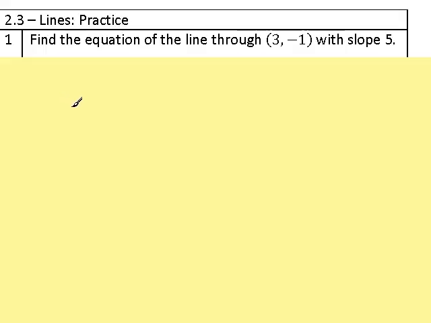In number 1, we're asked to find the equation of a line through a point with a given slope. So we'll use the line formula, y equals mx plus b. And m is the slope, so we'll just substitute in a 5 right here. So we have y equals 5x plus b.